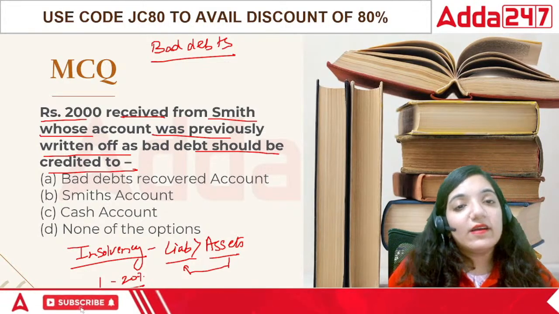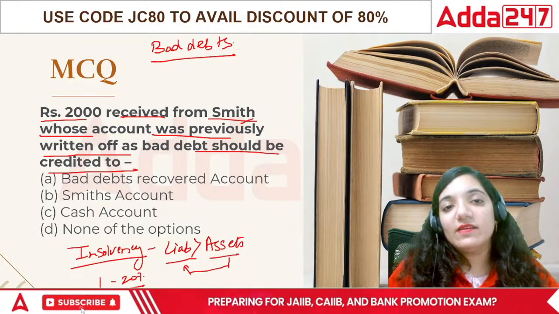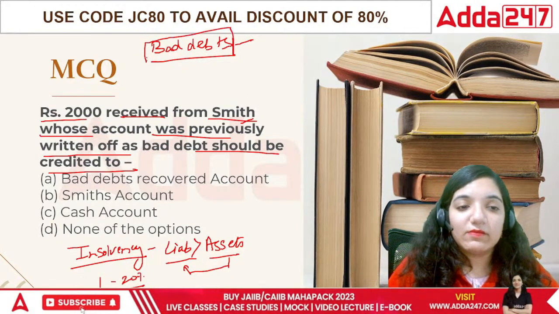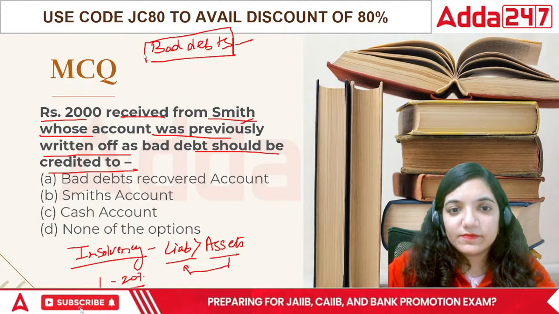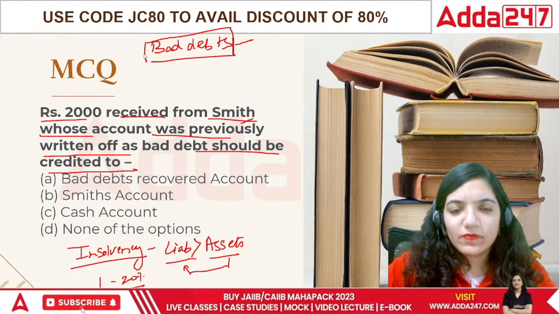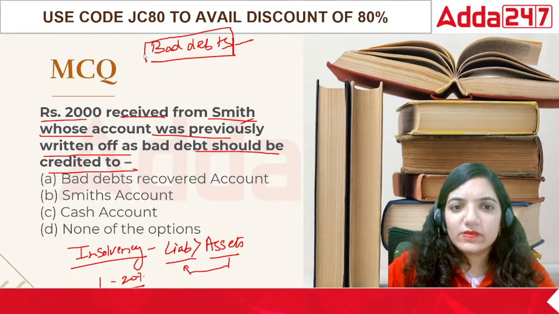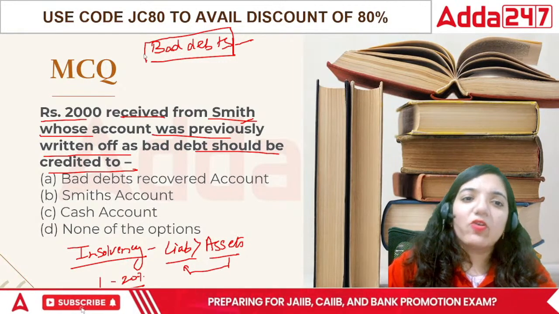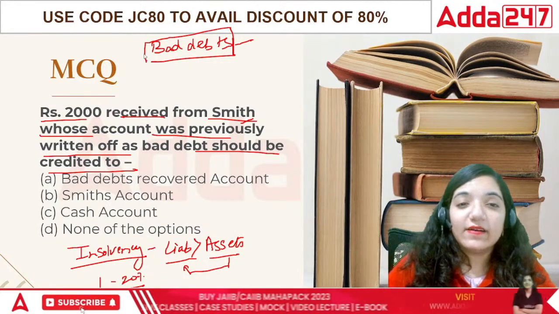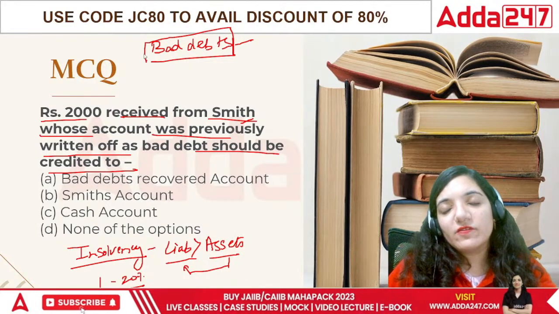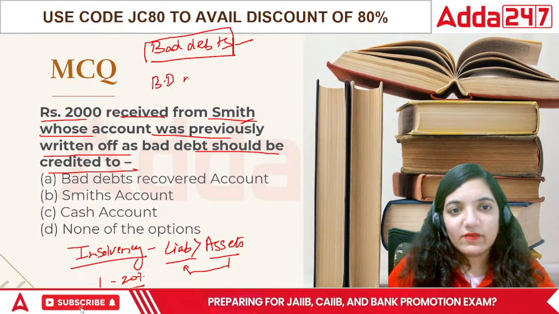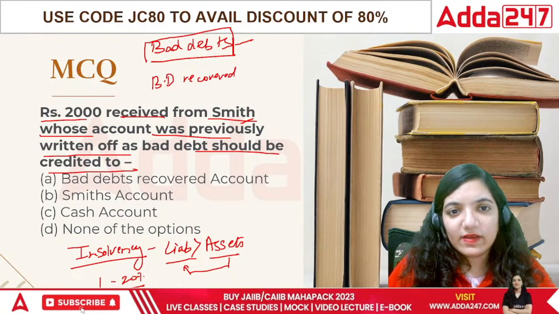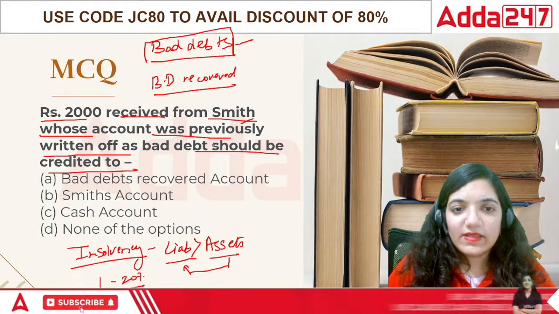Now the point is, earlier this person was a bad debt, a person who will be unable to pay me. Then what can we do about it? So what will we do about it? We will record it in the books of accounts as debts recovered. So we are technically recovering the bad debts, right?